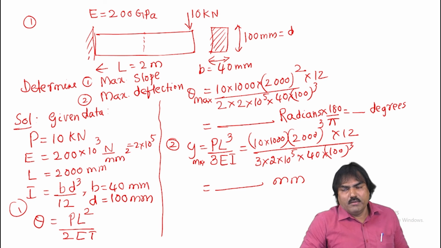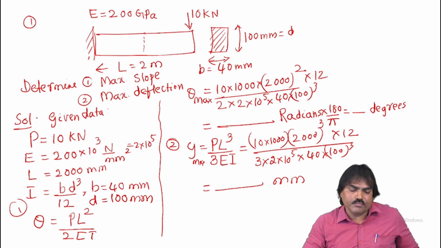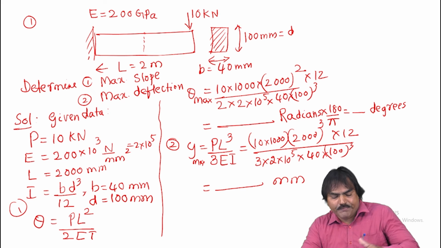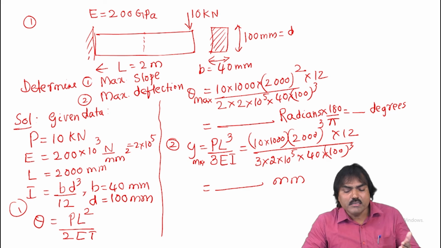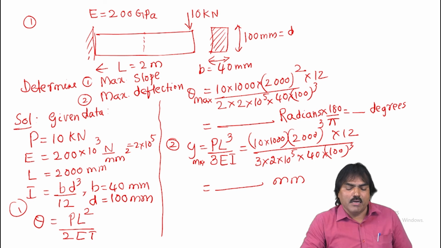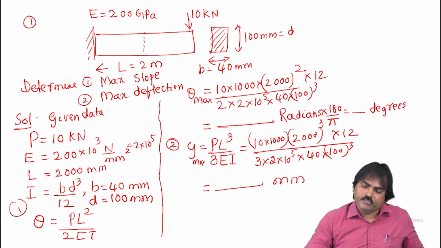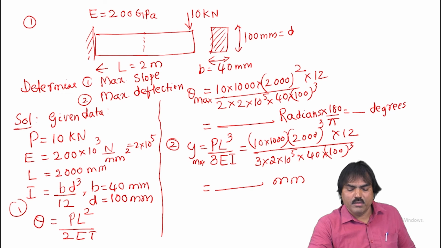From the given values, you can actually see the physical meaning of the loading, how it will deflect, what is the magnitude of the deflection, what is the magnitude of the slope in degrees, and we can say whether the structure is safe or not, or the values are within permissible limit or not.